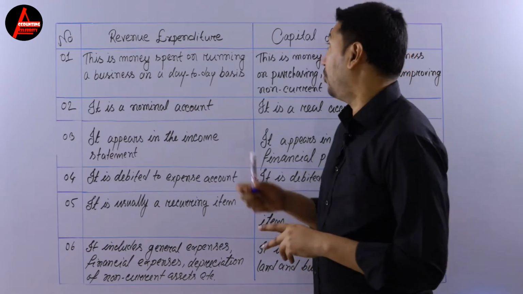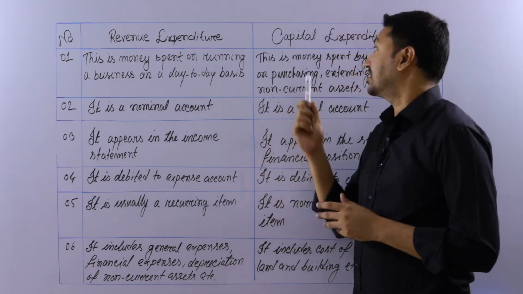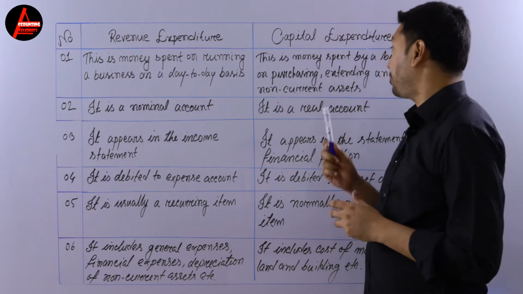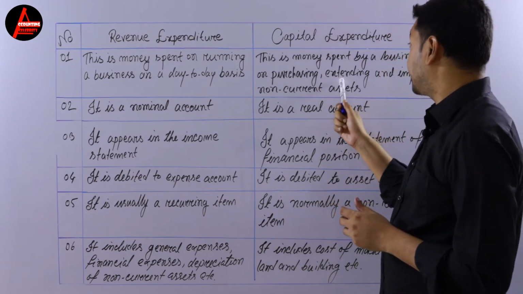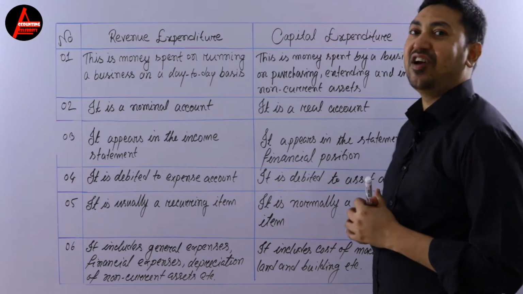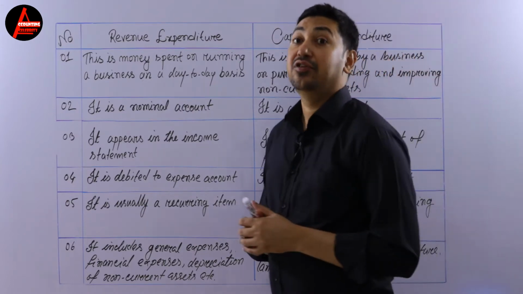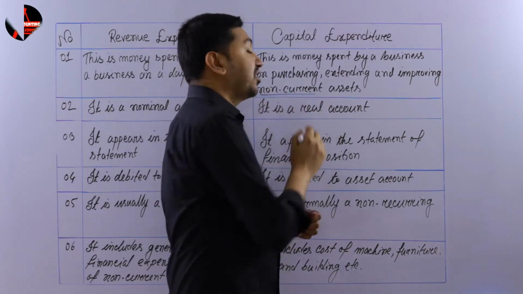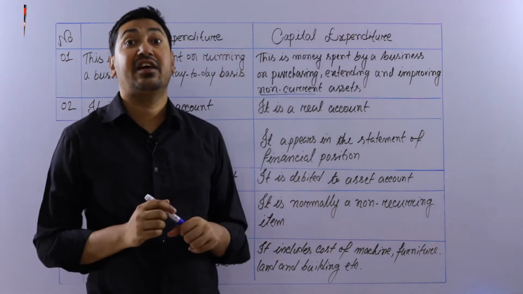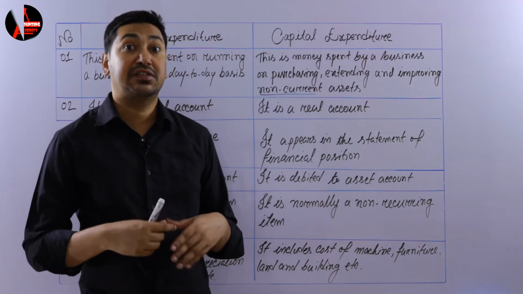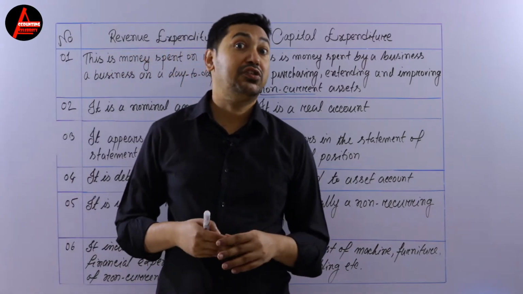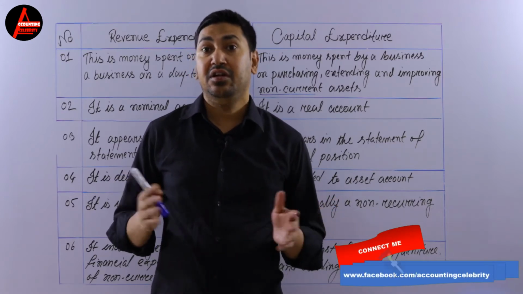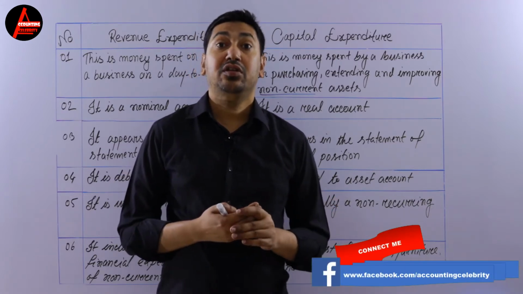So what about capital expenditure? This is money spent by a business on purchasing, extending and improving non-current assets. By the way, what is a non-current asset? A non-current asset lasts a long time. When a business buys some assets which will stay in the business for the long term, more than 1 year, this will be your non-current asset.